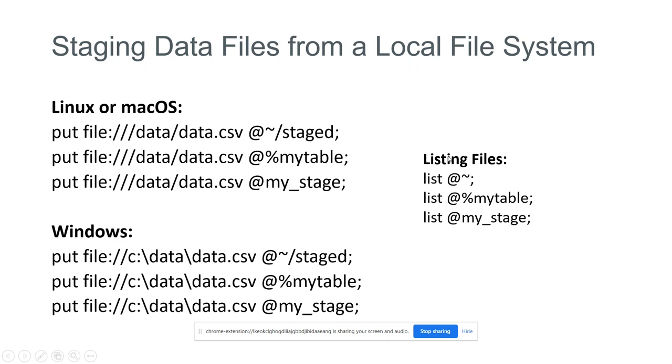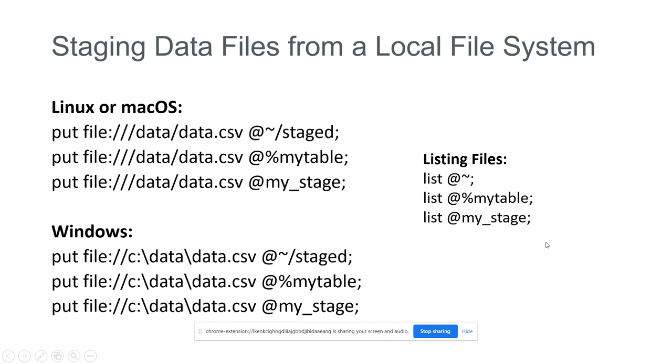I already explained how we can list the files in the user staging area, table staging area or named staging area. Simply list at the rate tilde for the user stage, list at the rate percentage my table, where this is the table name, and for named internal stages, just like external stages, list at the rate the stage name.